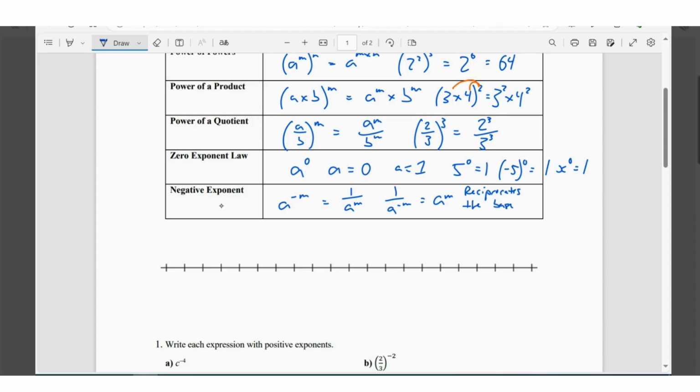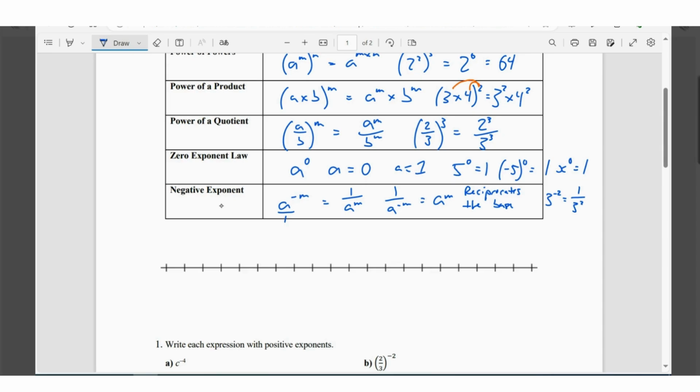So you notice here that we previously had an a over 1, but now we have a 1 over a. Here we had a 1 over a, and now we have an a over 1. So it reciprocates the base. So, for example, we got 3 to the negative 2. It's the same as 1 over 3 to the positive 2.